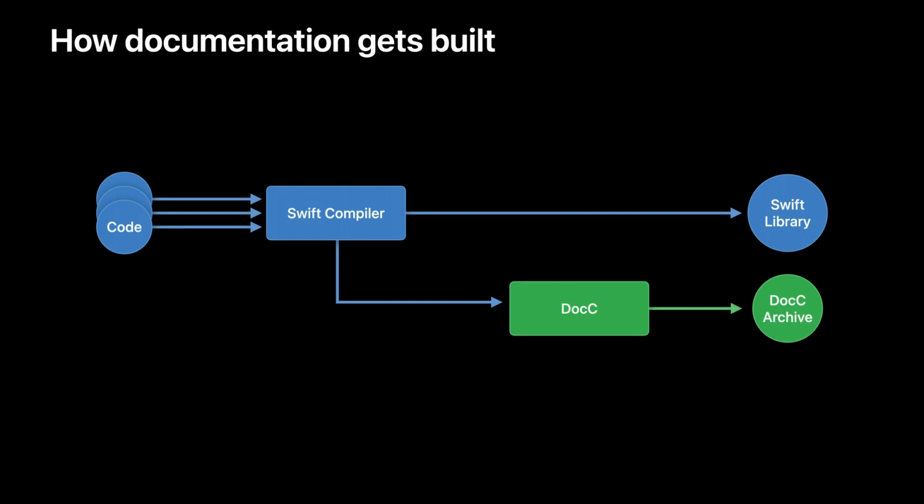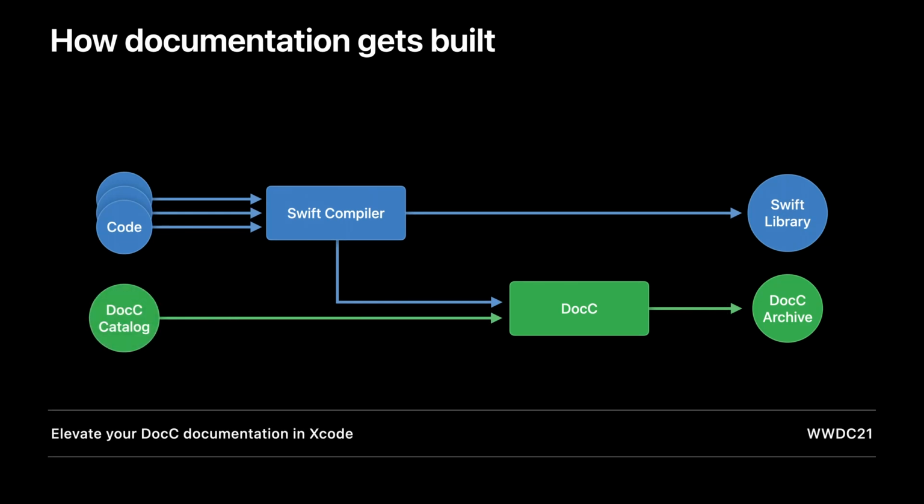If the target has an associated documentation catalog with additional articles, media, or tutorials for your project, then the documentation compiler is going to combine all of that content with the symbol information when it produces the documentation archive. If you want to learn more about documentation catalogs, check out the Elevate Your DocC Documentation in Xcode session, where my colleagues Bia and Jack talk about the different types of documentation and how you can leverage each of them to offer developers a great way for learning about your project.